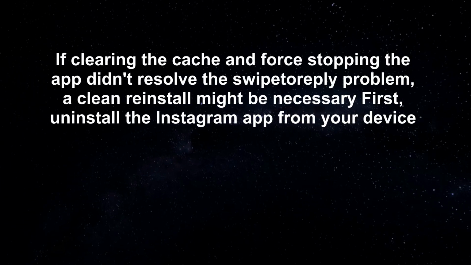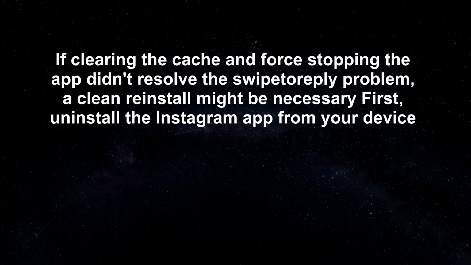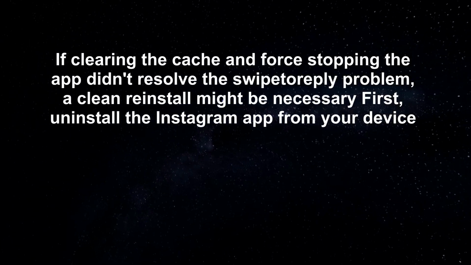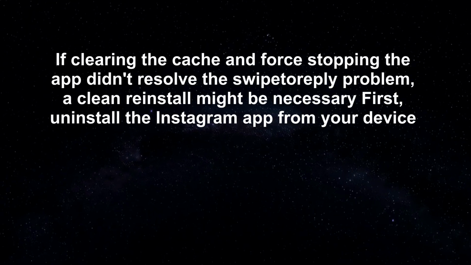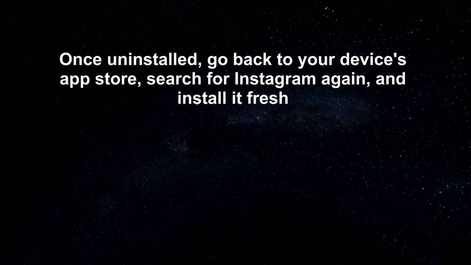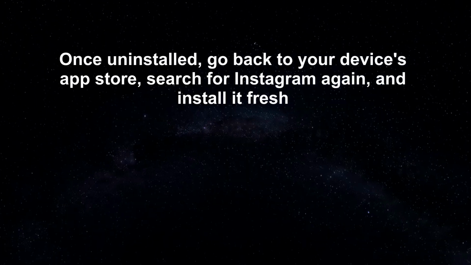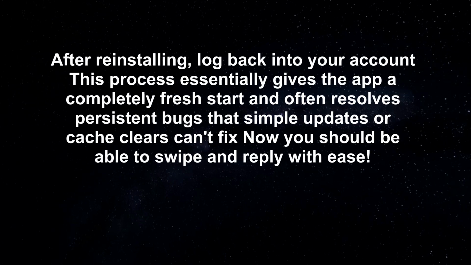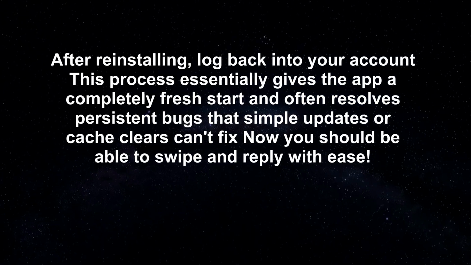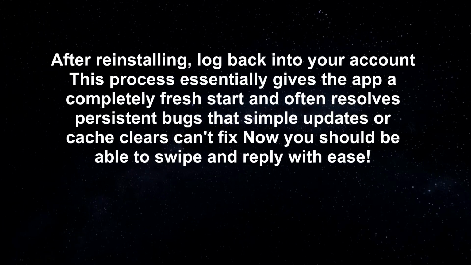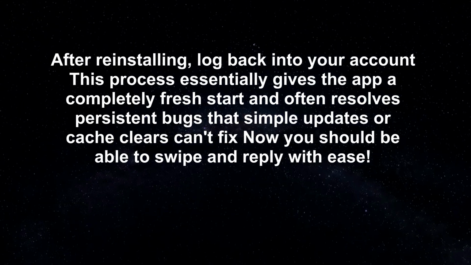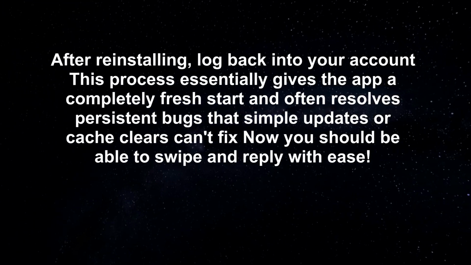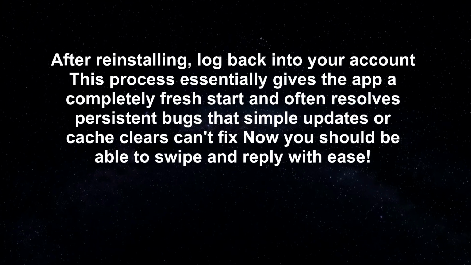If clearing the cache and force stopping the app didn't resolve the swipe problem, a clean reinstall might be necessary. First, uninstall the Instagram app from your device. Once uninstalled, go back to your device's App Store, search for Instagram again, and install it fresh. After reinstalling, log back into your account. This process essentially gives the app a completely fresh start and often resolves persistent bugs that simple updates or cache clears can't fix. Now you should be able to swipe and reply with ease.